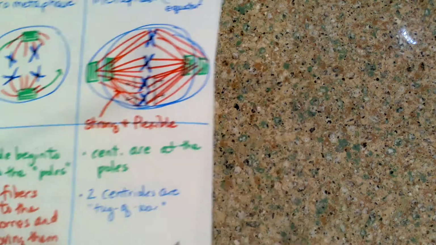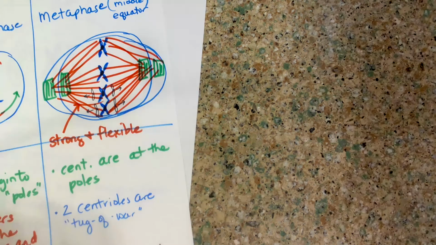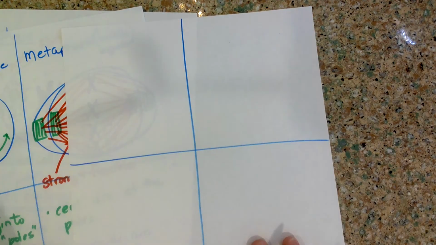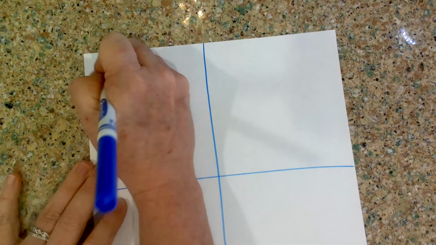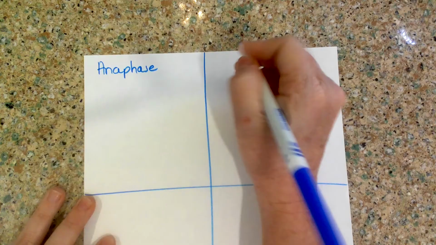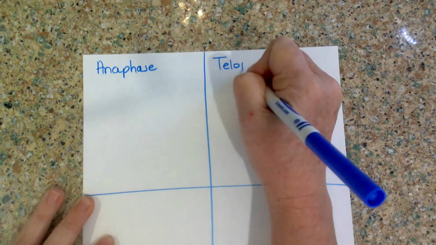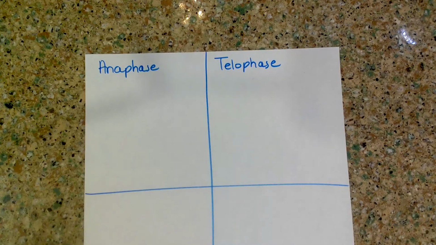All right, so the next phase is A, and A stands for anaphase. So I'm going to do anaphase and telophase together, side by side. So here's anaphase, okay? And then we'll have telophase. And then I'll finish up with cytokinesis.